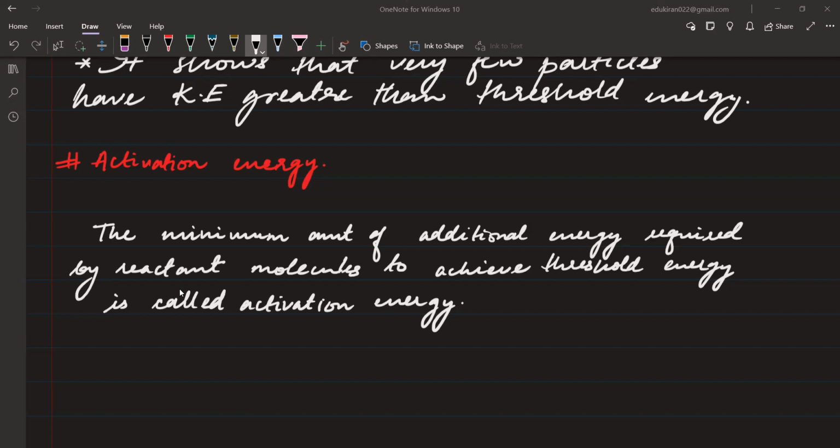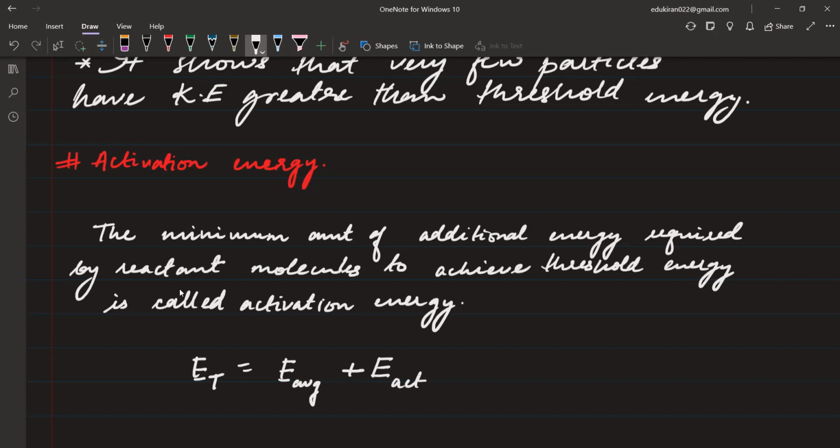Did you write it? That means the threshold energy E_T will be equal to the average energy of the whole molecules. Okay, we have plenty of molecules. We will average the energies of each and every molecule. That average energy plus the activation energy, E_act. So E threshold is equal to E average plus E act.